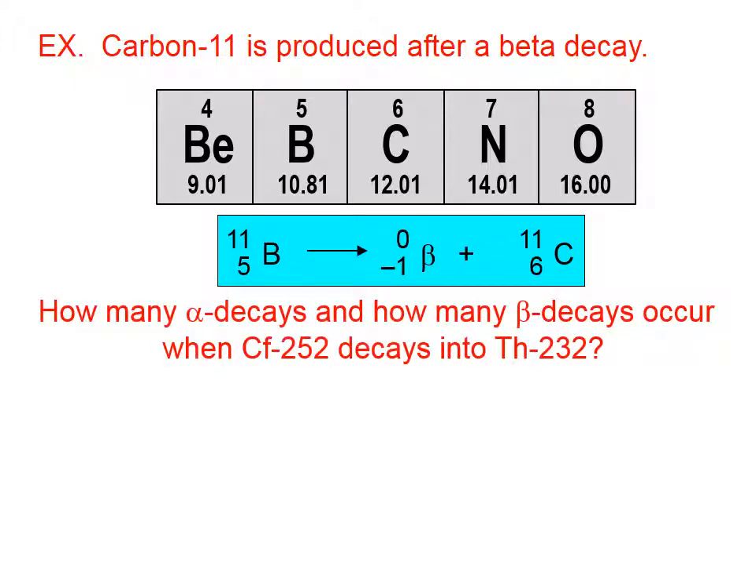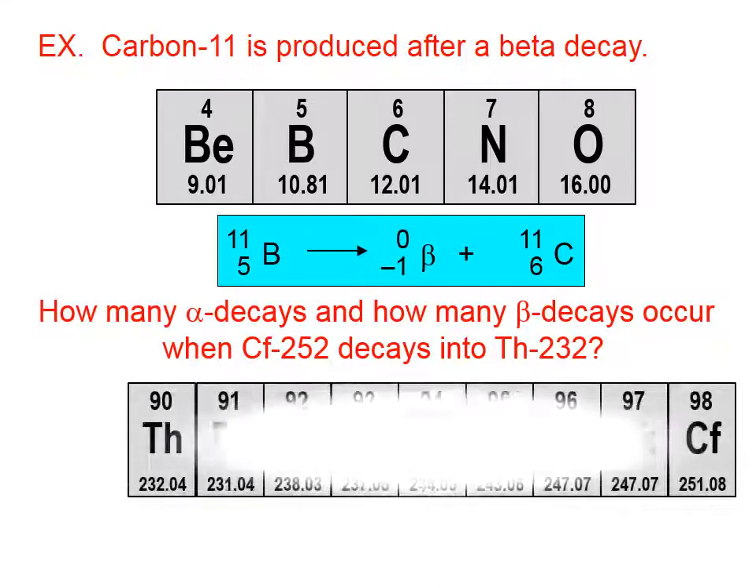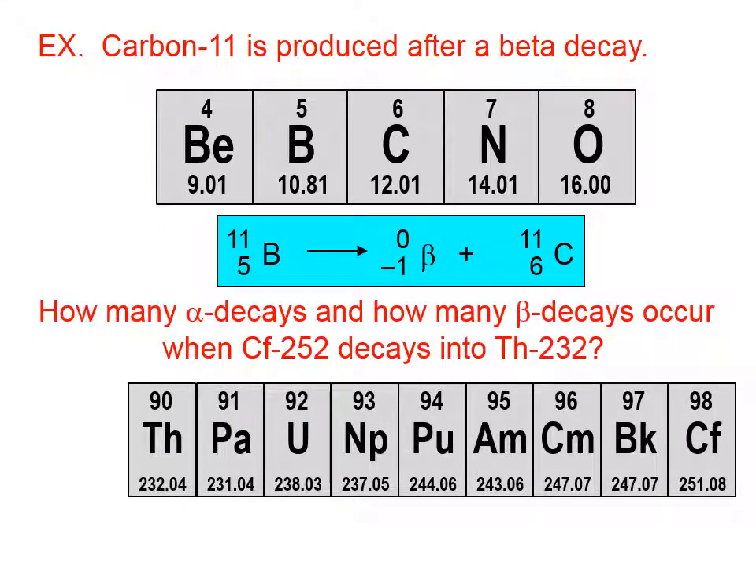Let's do one more. How many alpha decays and how many beta decays occur when californium-252 decays into thorium-232? So here we see californium is element number 98, and thorium right here is element 90. So here's how we tackle this.